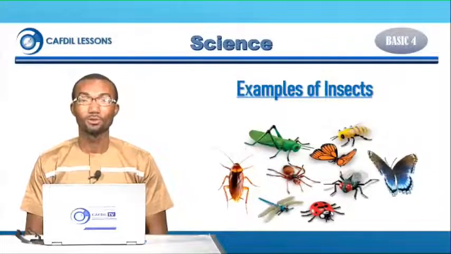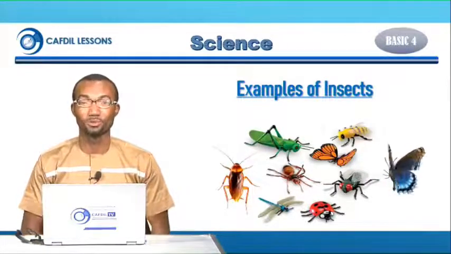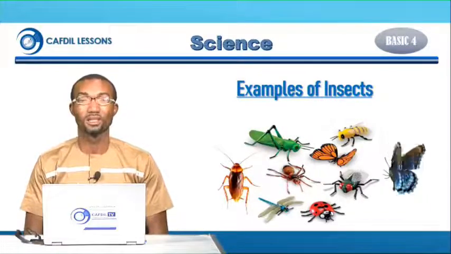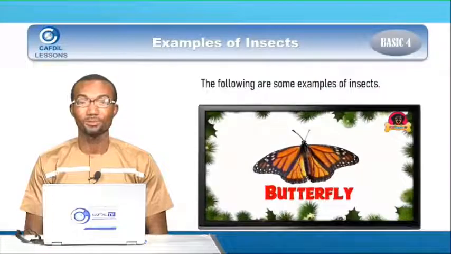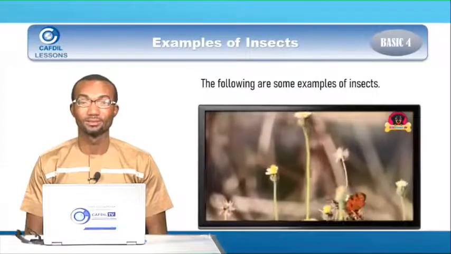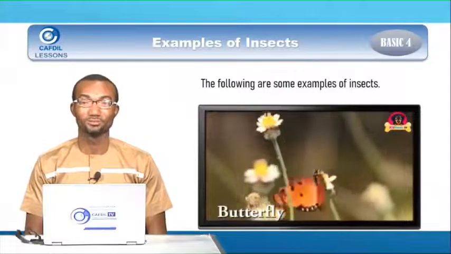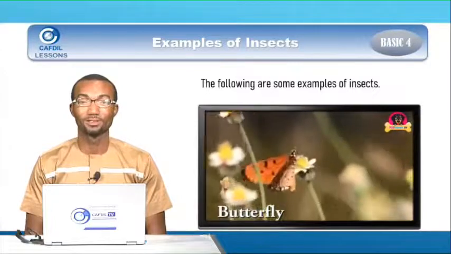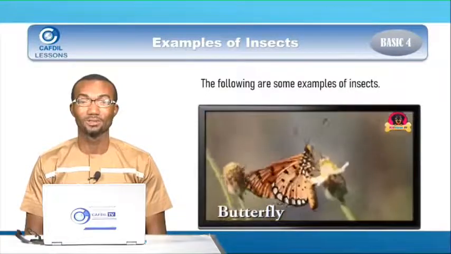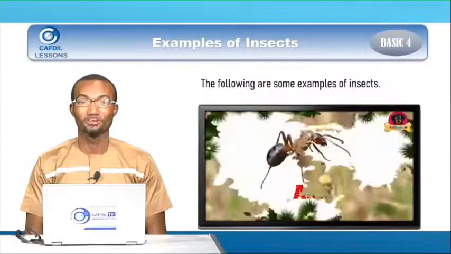Now let's go through some examples of insects. We are saying they are the smallest with 6 legs and no backbone. The first one is the butterfly. You can see the butterfly on your screen. Butterflies love flowers; you always find them on flowers. So this kind of insect is called a butterfly.